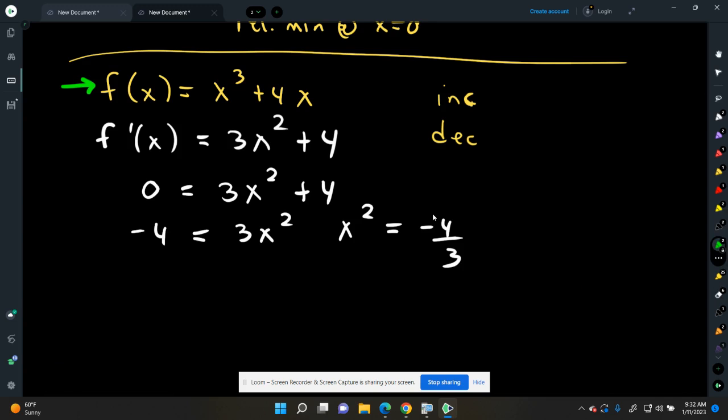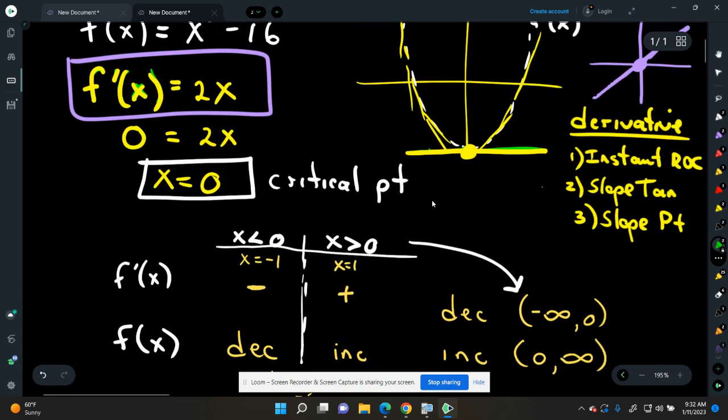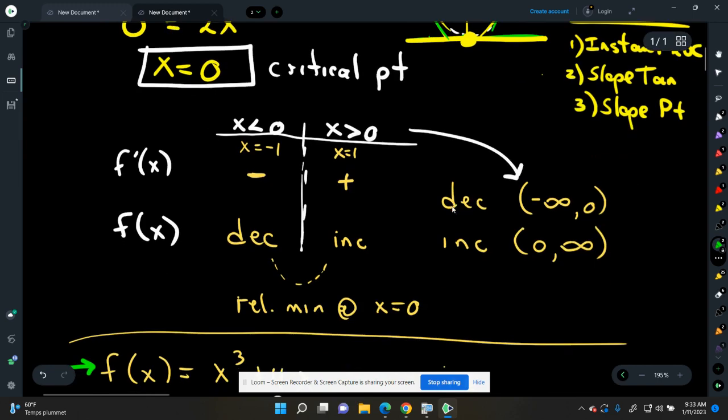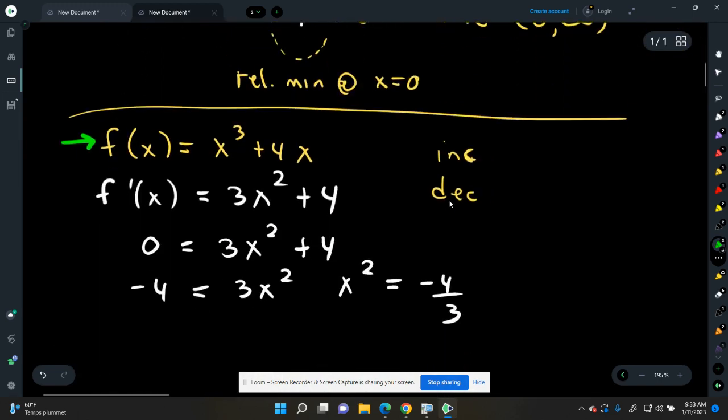Let me say it again. Since f prime does not have any real zeros, the slope of the tangent never changes. It's either always negative or always positive. Does that make sense? So we have to just pick a number. I'll pick 1 to figure out whether it's always positive or always negative. So if x equals 1, then f prime of x is positive.